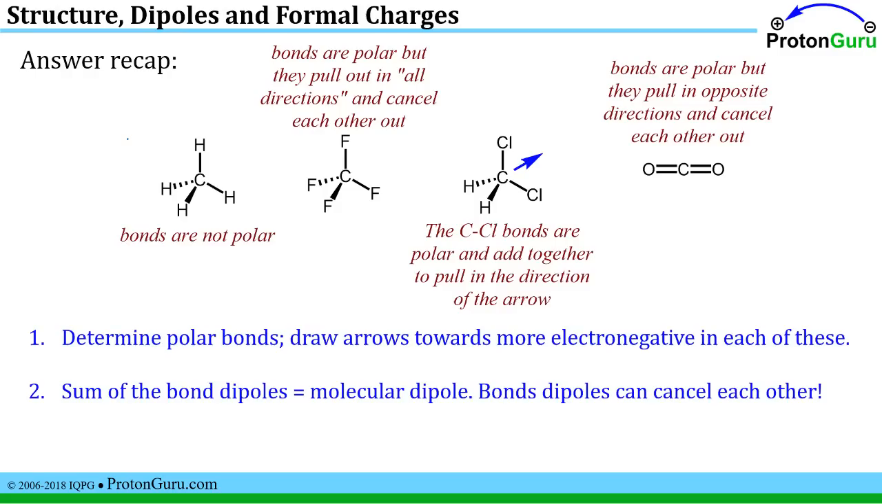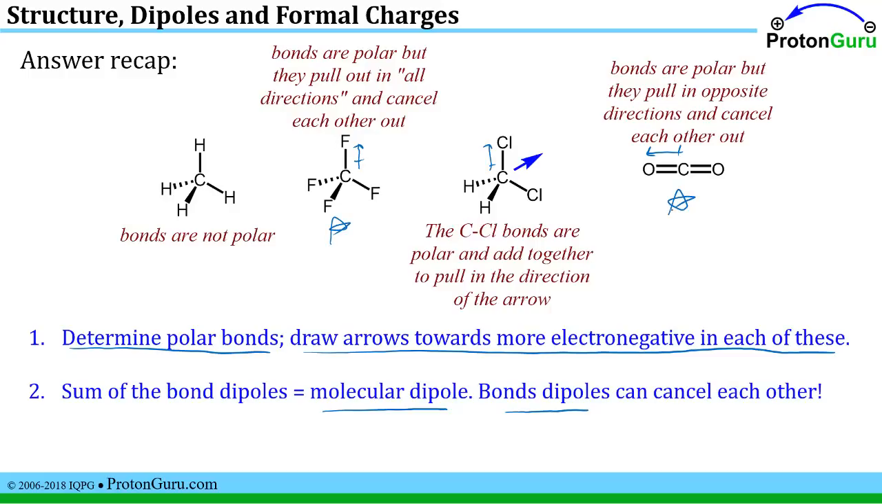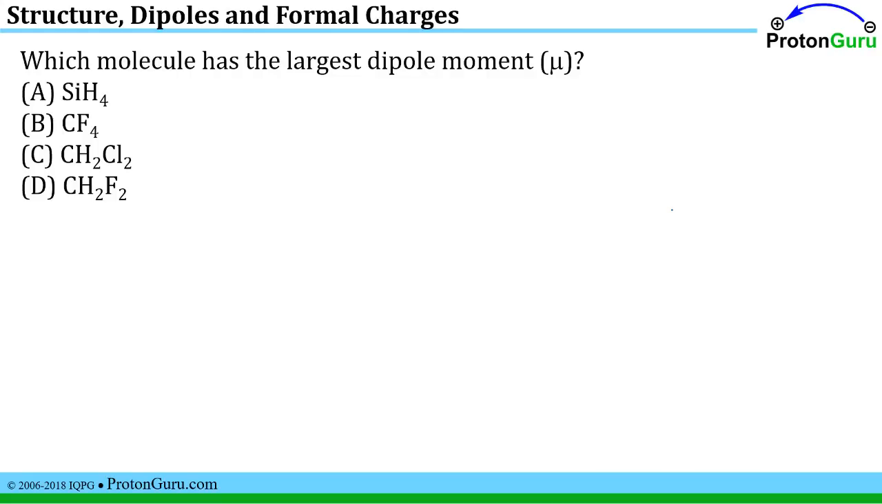So just to recap this, the way you address this type of problem is you first determine which bonds are polar, and you draw arrows towards the more electronegative of each of those atoms. The sum of those bond-dipole vectors is equal to the molecular dipole. And remember, bonds having these dipole moments can cancel each other out to lead to a net molecular dipole moment of zero. Here's a little bit more complicated version of that type of problem.